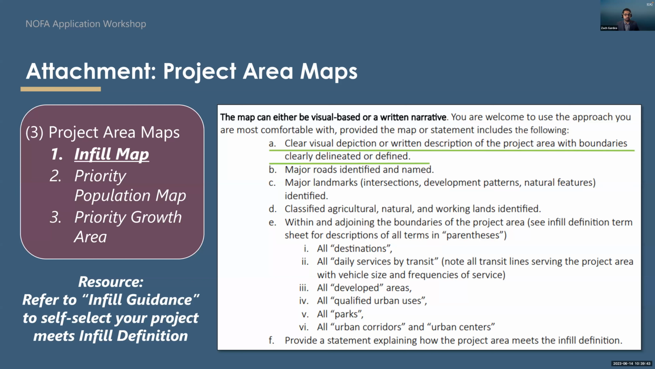You are allowed to provide either narrative-based justification or a visual map. So depending on your project area and the complexities and what part of the region you're located, you may be able to easily produce a visual map that shows how your project area meets Part A, Part B, and Part C of the infill definition, or you are welcome to provide a supporting narrative that describes how the key elements of the definition, as you see there on the screenshot, A through F, are met through your project area. So again, including major destinations, transit, urban uses, making sure those key elements are covered in your narrative.